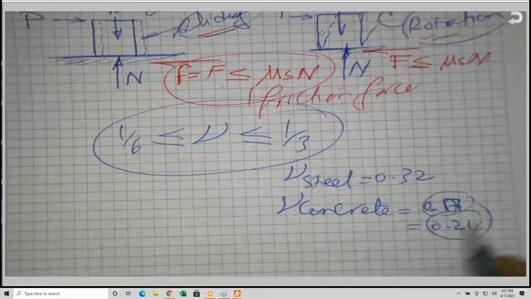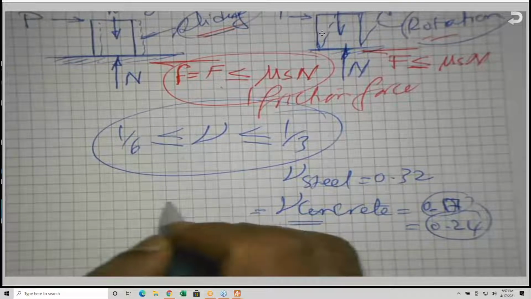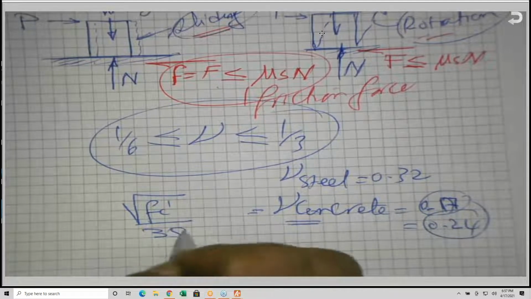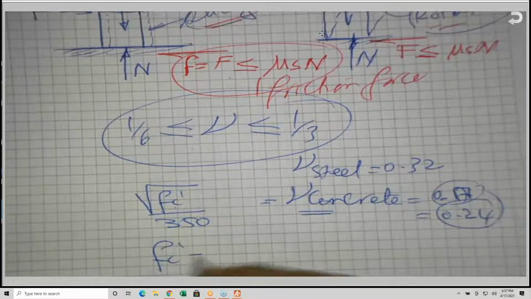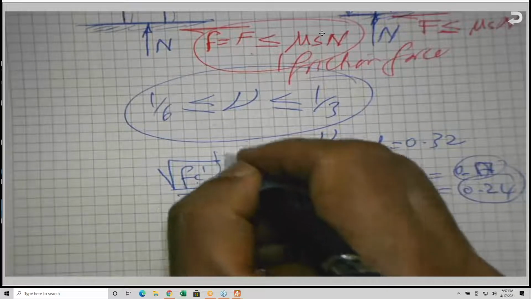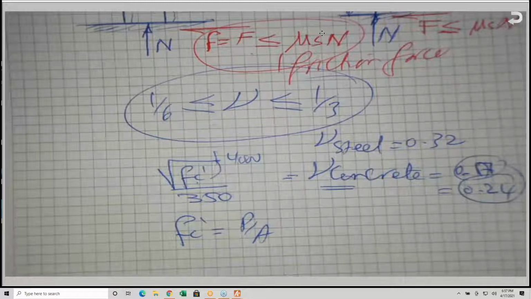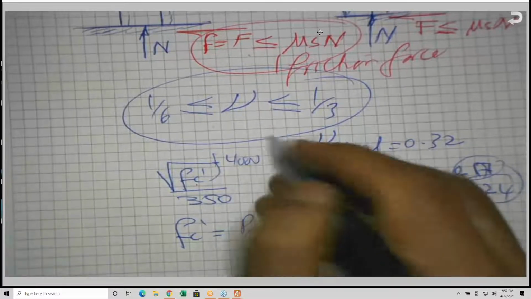So anyhow, Timoshenko came up with the equation that the Poisson's ratio for concrete is the square root of f sub c prime divided by 350. And we're going to see f sub c prime, by the way. f sub c prime is the 28-day compressive strength for concrete. So if you put an average value of about 4,000, just for the sake of discussion, you take the square root of 4,000 and divide this by 350, it gives you 0.18. So 4,000 PSI is this very common concrete.